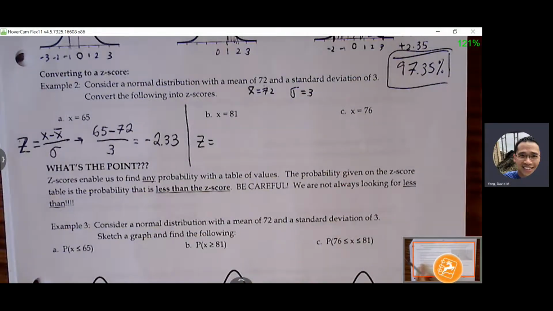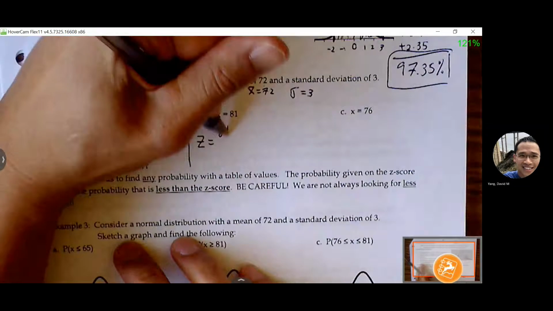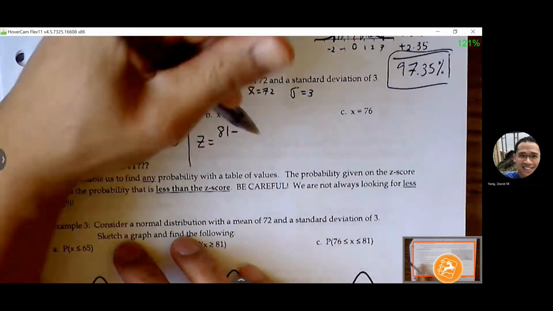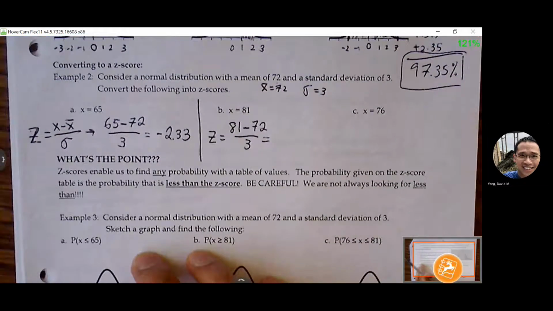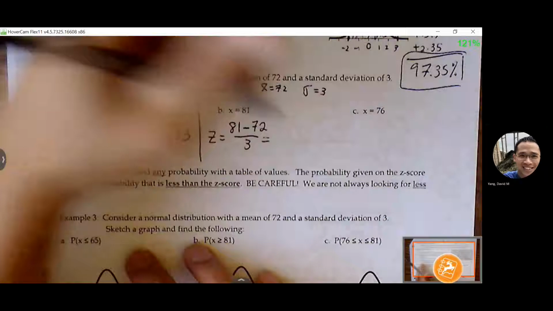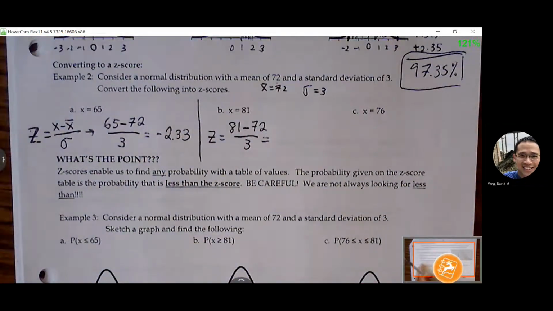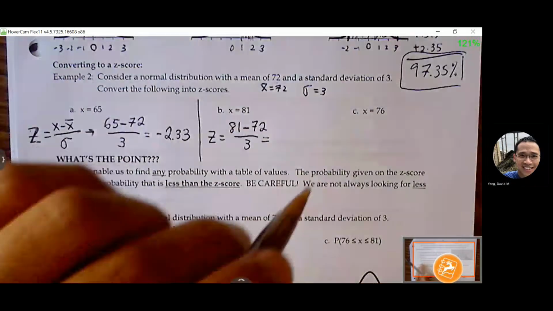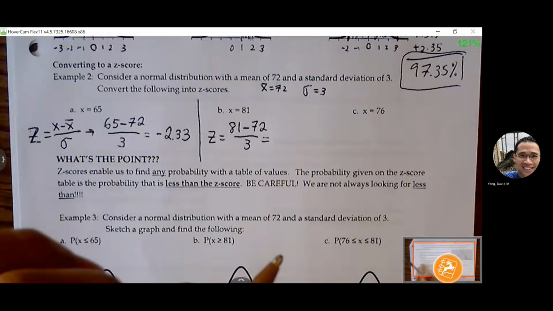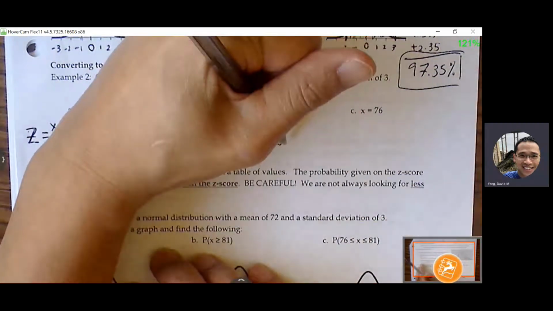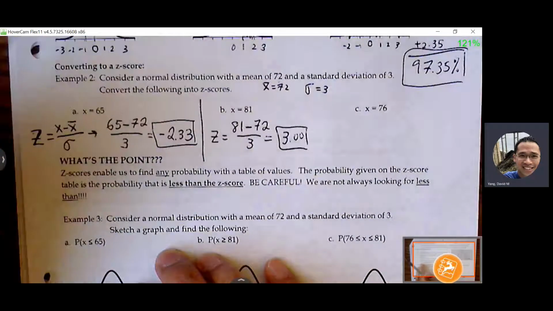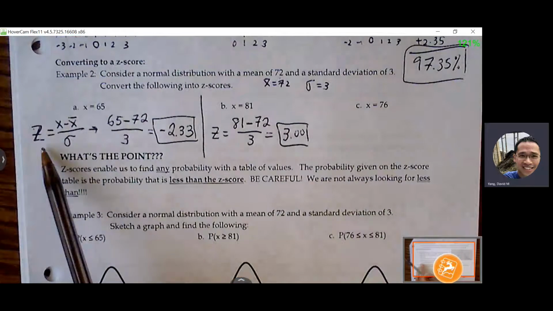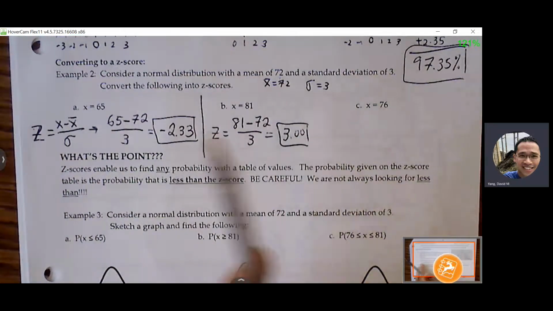Okay, x minus x bar. Okay, 9 divided by 3 is just 3. Okay, we're just going to always show 2 decimal places here. Okay, same formula again, x minus x bar over sigma.